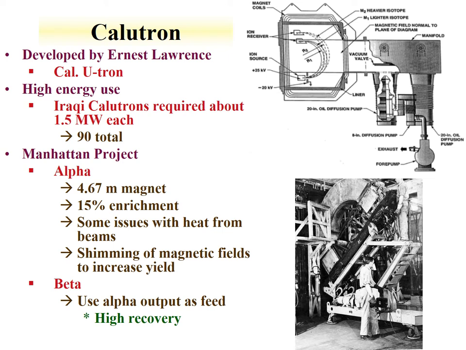During the Manhattan Project, there were two calutrons, an alpha and a beta. Here's an example of the calutron. Here's a schematic of the calutron. And fundamentally, you can think of this as an NMR where you would need to shim these magnets. As long as the magnets are kept in the right field, the magnetic field achieves the separation of the different masses.